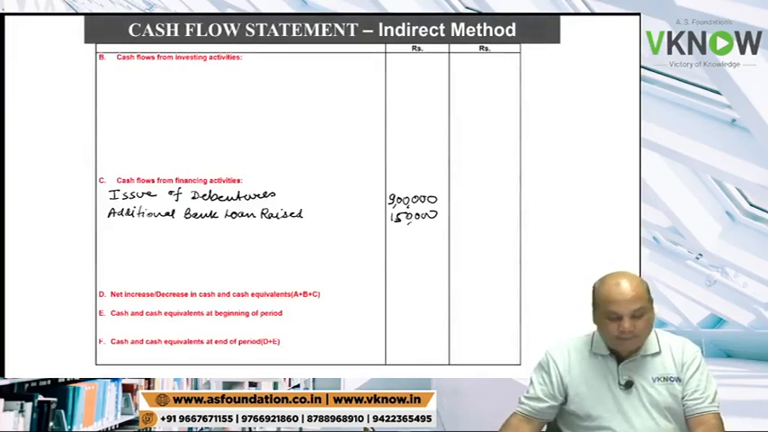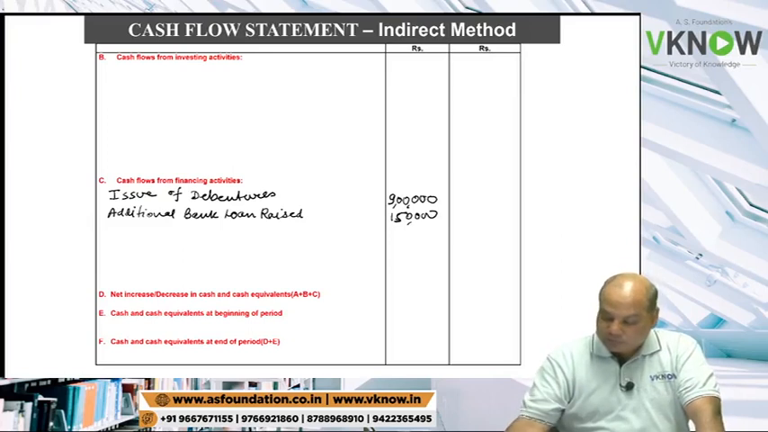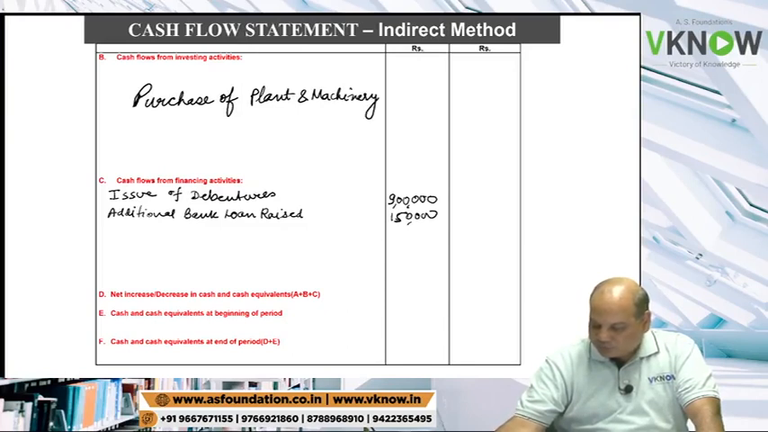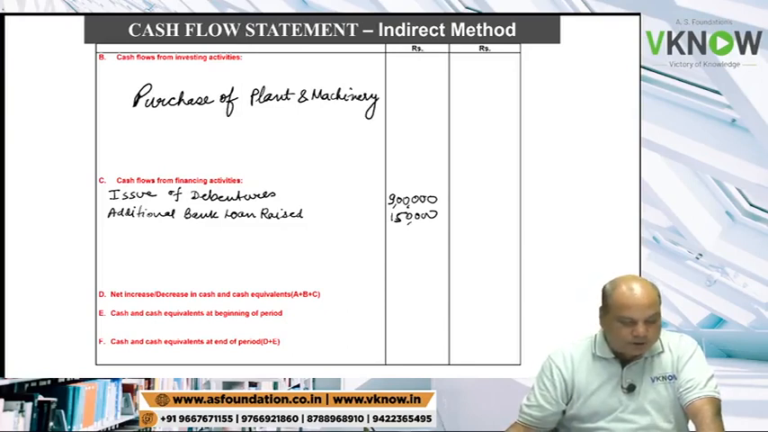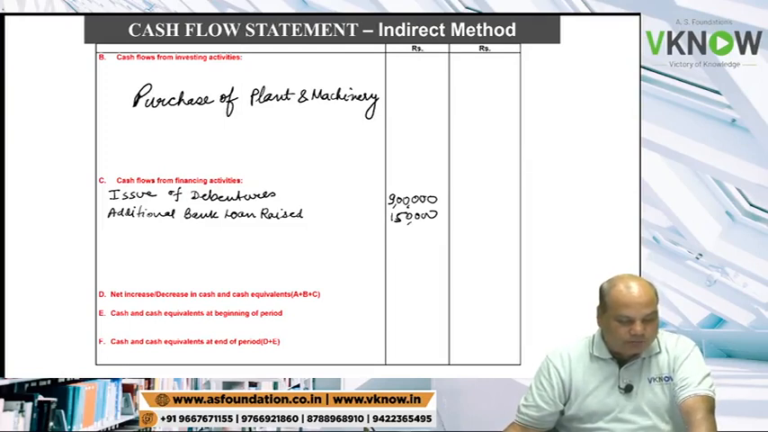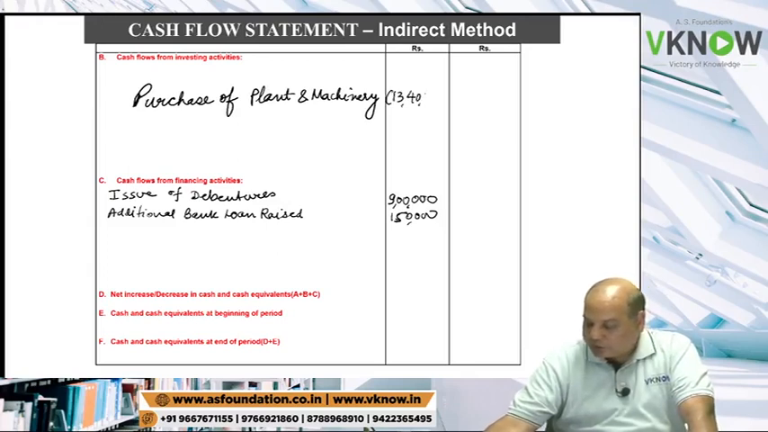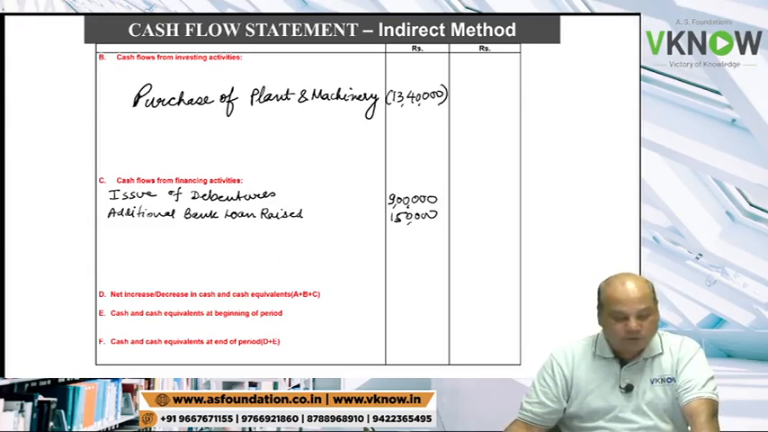Plant and machinery. Opening balance 27 lakh 30,000, closing balance 40 lakh 70,000. So what has happened? There is a purchase. In investing activity, write down purchase of plant and machinery. Tell me the difference. How much is that? Is it 13 lakh 40,000? In bracket, write down 13 lakh 40,000.